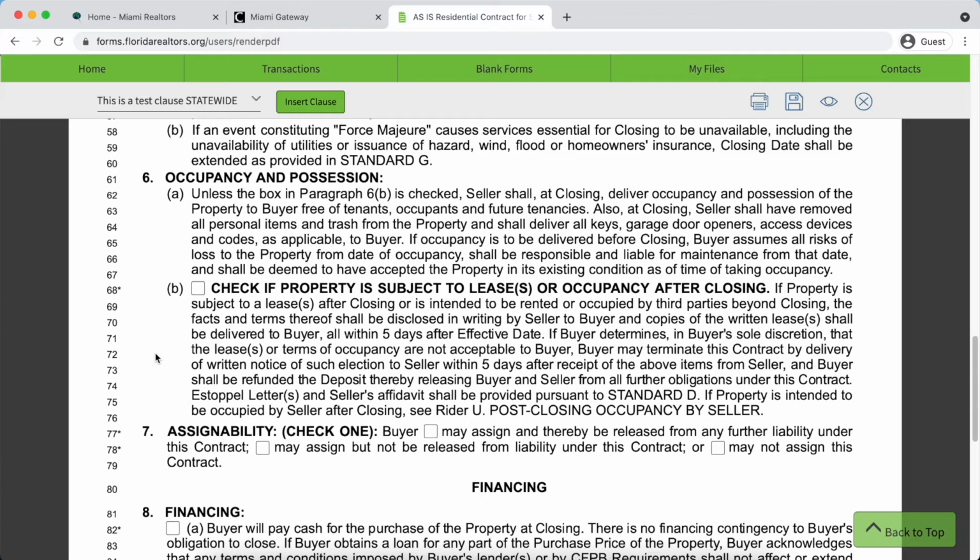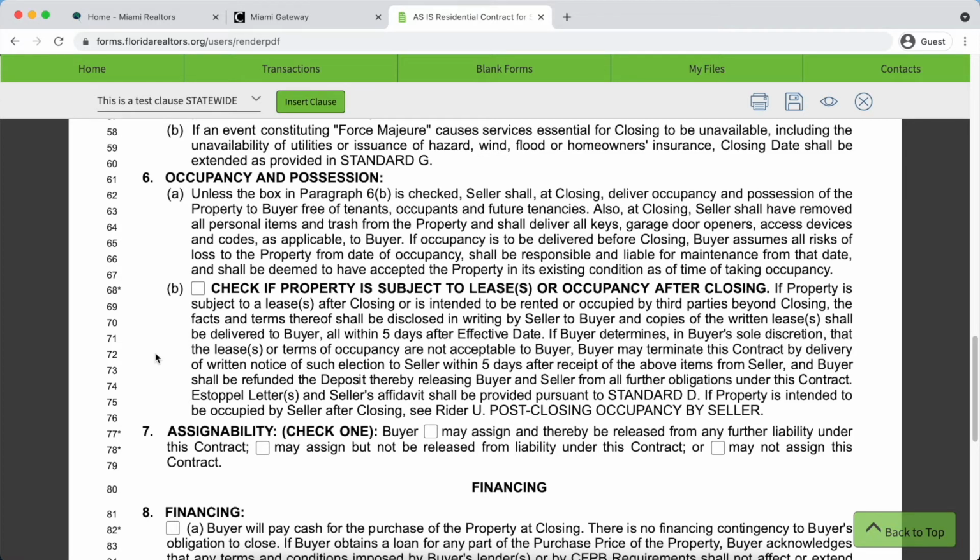So make sure that you check that box off and request a copy of that lease. Now, whenever it's subject to a lease at closing, you're going to have a tenant estoppel letter. And the title company that is preparing the closing docs will be able to provide you with a blank copy of that tenant estoppel letter.